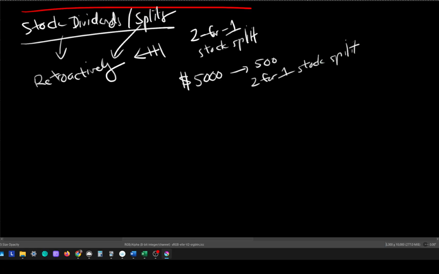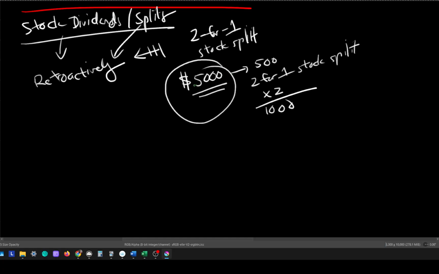What does it matter to you? It actually doesn't. That $5,000 stays the same, but now every single one of these 500 shares has become 2 shares instead. So now that $5,000 is spread across 1,000 shares instead of over the 500. But your overall investment still stays the same. So while the number of shares increases, you're not going to have any change in the journal entries.